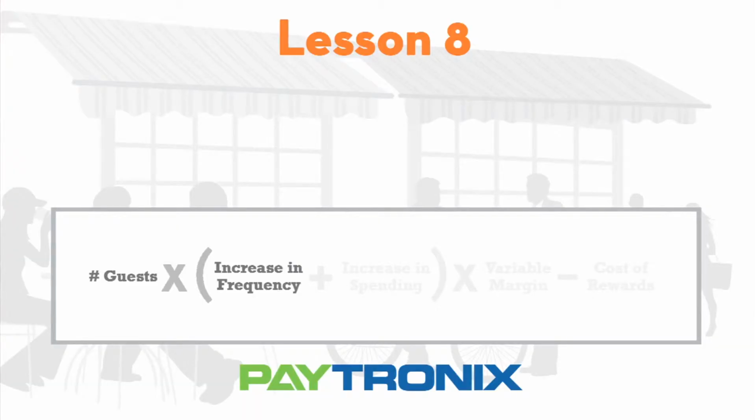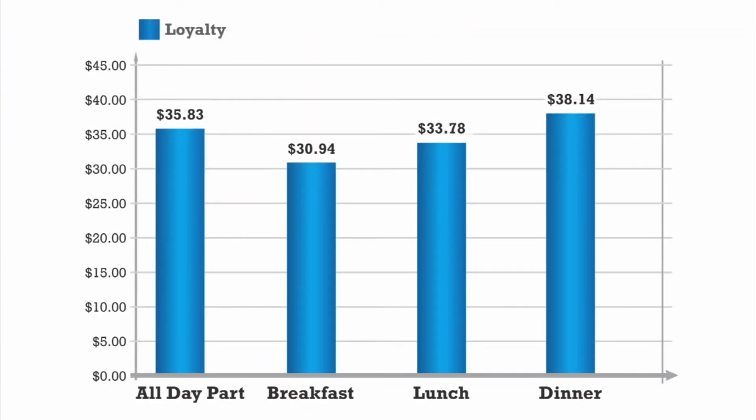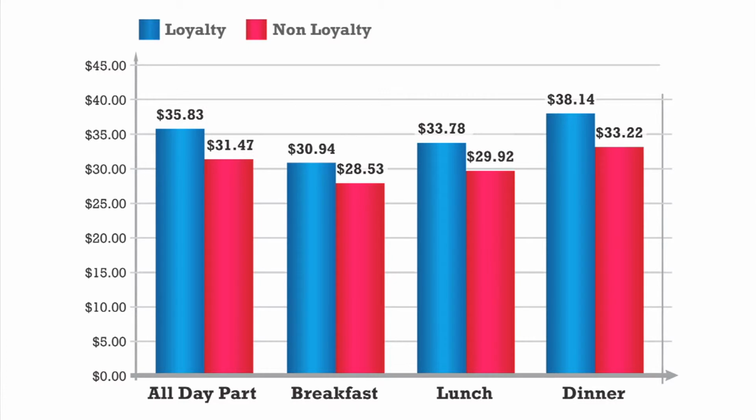The third major factor is the increase in spend. Let me show you on another graph how we can show that's increasing. One way to prove an increase in spend is to look at the behavior of the loyalty and non-loyalty members. In this graph, we're comparing the average spend at each day part: breakfast, lunch, and dinner. The loyalty spend is in blue, and the non-loyal spend is in red. And as you can see, for each day part, the loyalty members are spending more than the non-loyal members.